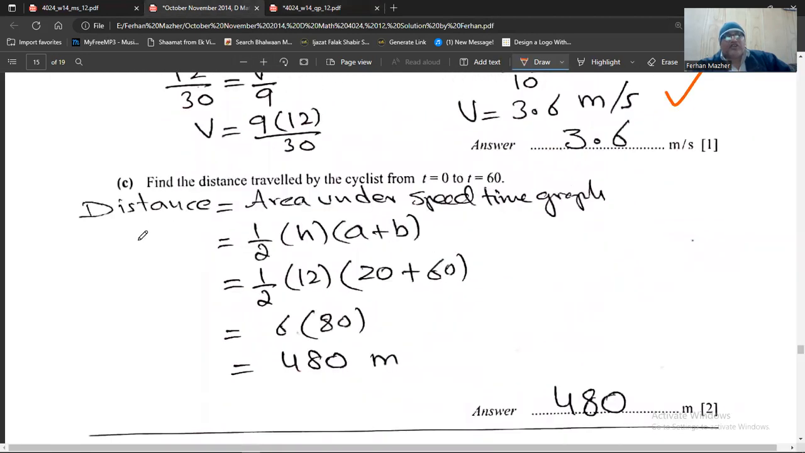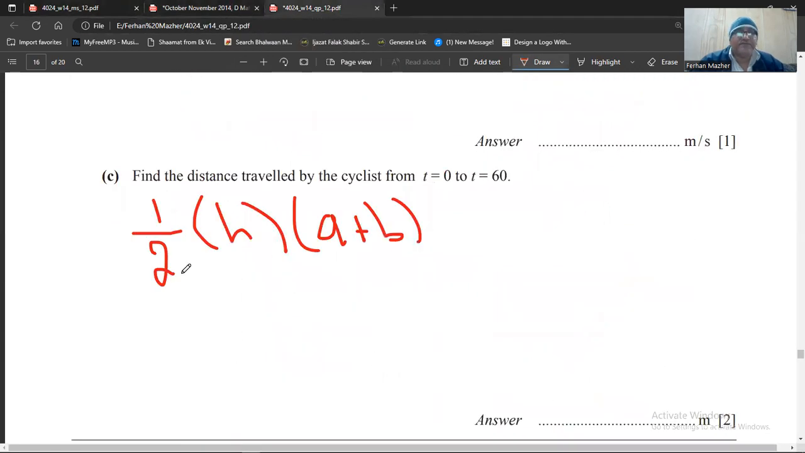Okay, so here we go. The distance traveled will be equal to the area under the speed-time graph, and that will be 1 by 2 into height into the sum of the parallel sides. So it will be 1 by 2 into 12 into (20 plus 60). So you will have 6 into 80, that is 480 meters. So the distance traveled in 60 seconds is 480 meters. 480 meters is the right answer. This is the solution.